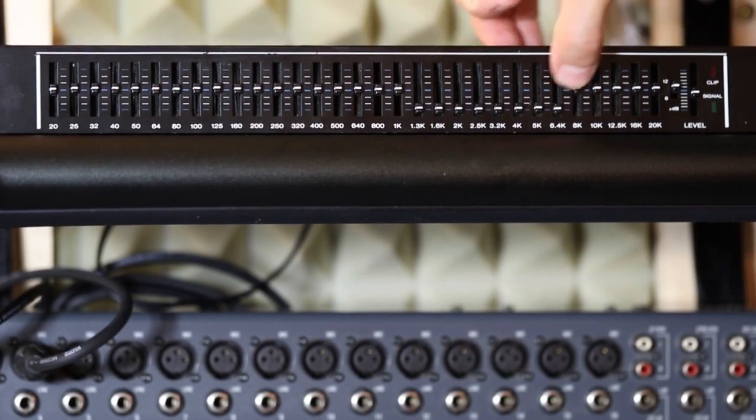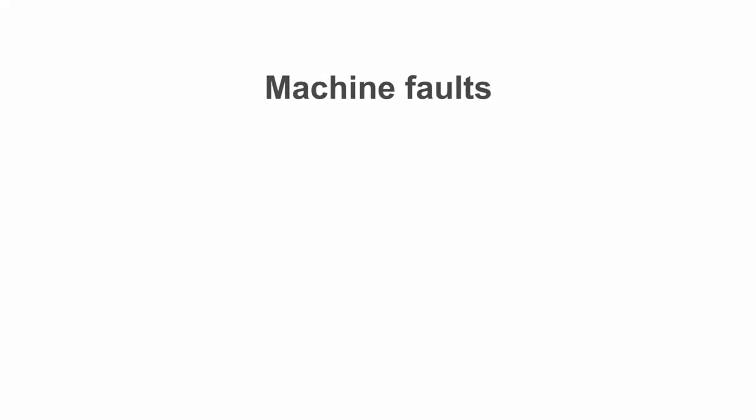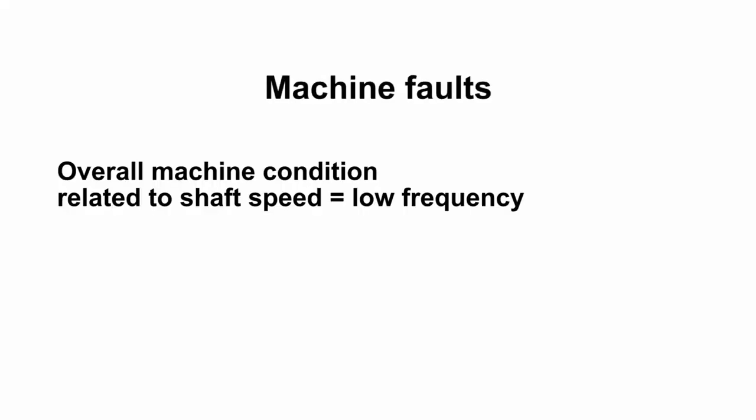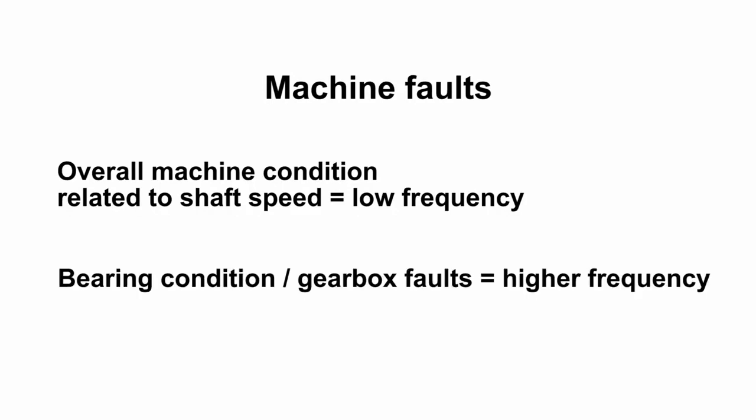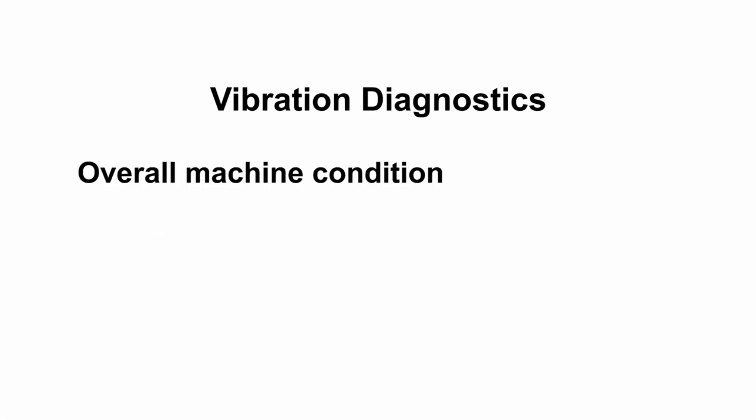On the machine, we also want to separate these bass and treble noises, but here we are talking about separating machine faults, such as overall machine condition related to shaft speed, low frequency, and bearing or gearbox faults, higher frequency. To separate these faults, we use the vibration meters and analyzers mentioned before. While performing vibration diagnostics, we want to distinguish two important things which we get from the signal: overall machine condition and bearing condition, as each of them is diagnosed from different parts of the vibration signal.